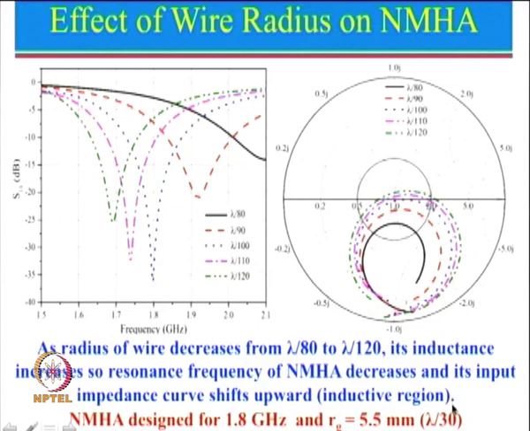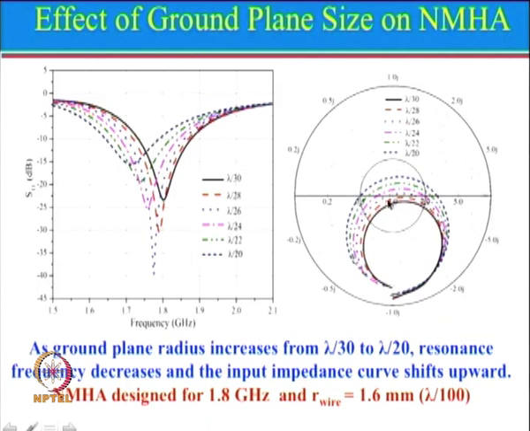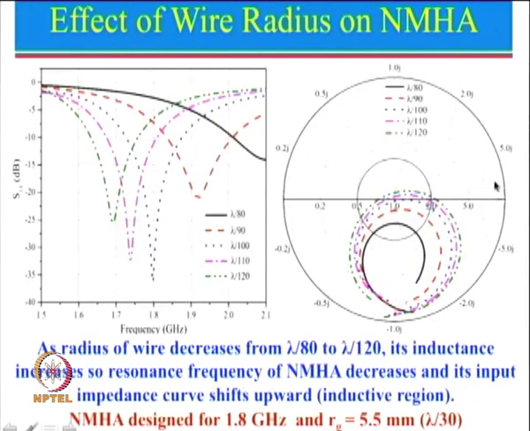Instead of taking the ground plane size as lambda by 30 for this particular case, what if you take this ground plane size as lambda by 20? What will happen? This curve will shift up. One can go back again. We can see that this curve will shift up from here. You can see how much distance it is shifting up. If that much distance is shifted up, we can see that it will be decently matched.